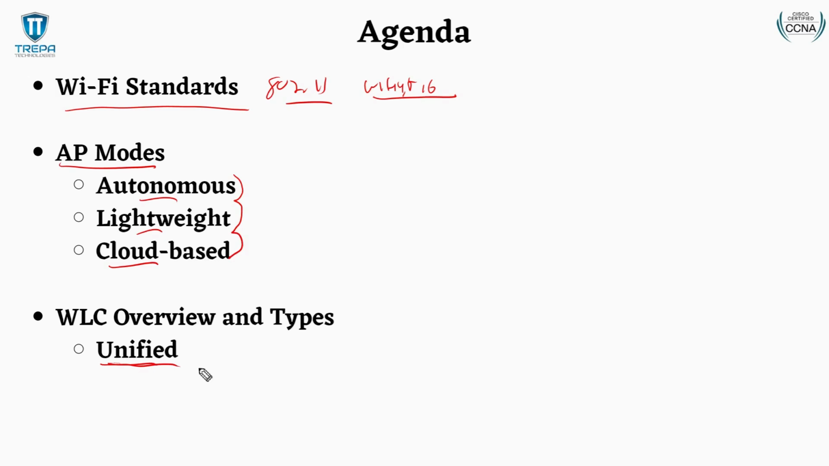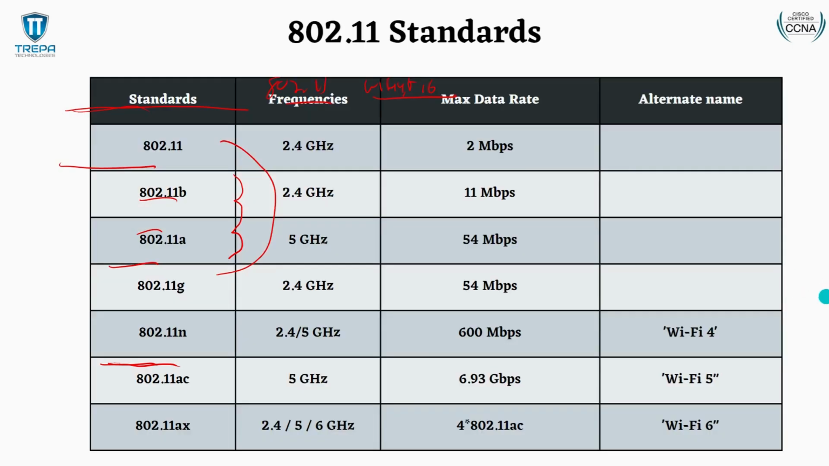For the CCNA exam, I don't know if we'll need to be that in-depth on different WLC types and information about wireless LAN controllers. What's important for this section is really those AP operational modes and the Wi-Fi standards. So let's jump right into the 802.11 standards. What I want to touch on here is the standards, their frequency ranges, and the max data rate. That's what I think is important for the CCNA exam.